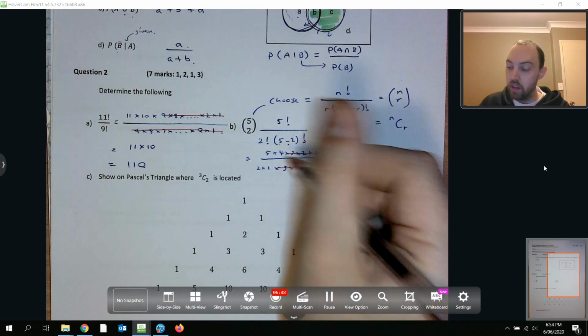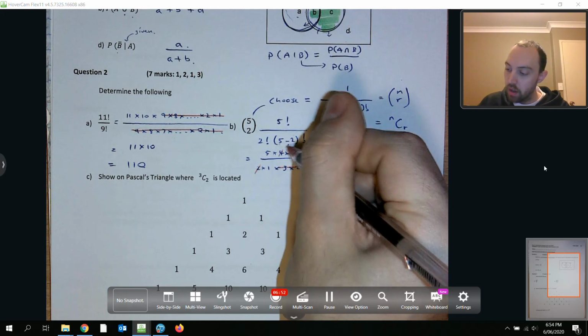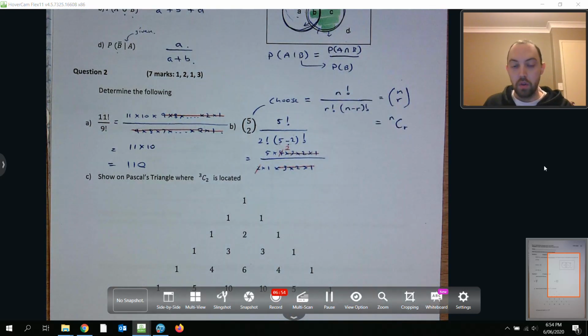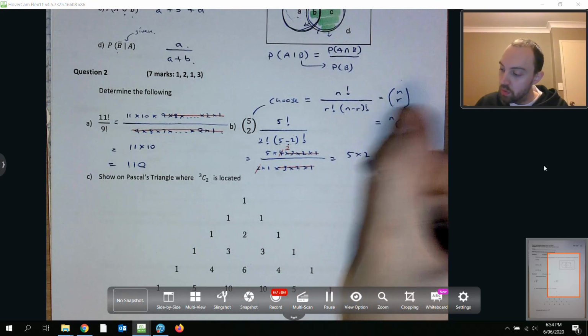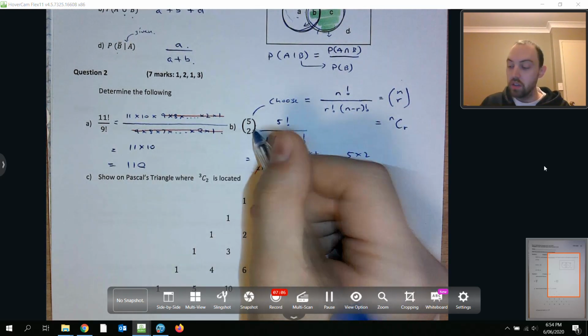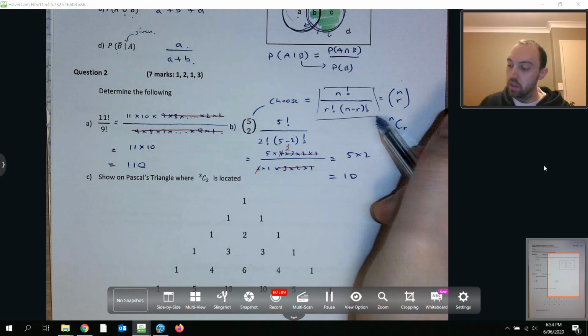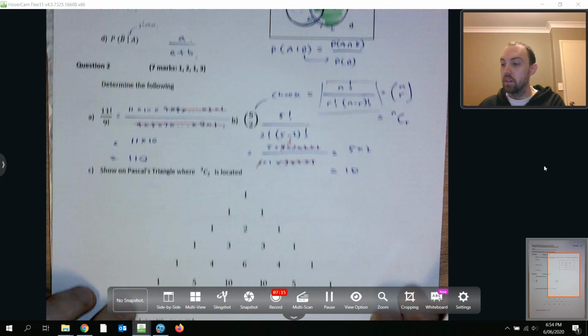Alright, I can even cancel because there's a common factor between 4 and 2, which makes that little part 2 there. 1 on the bottom line, this is just 5 times 2, which is 10. Okay, so linking this notation to your choose function is what we need to make sure we can do there. Alright, cancelling your factorials takes a bit of practice.